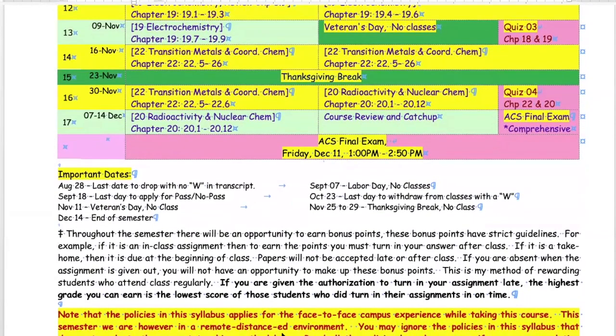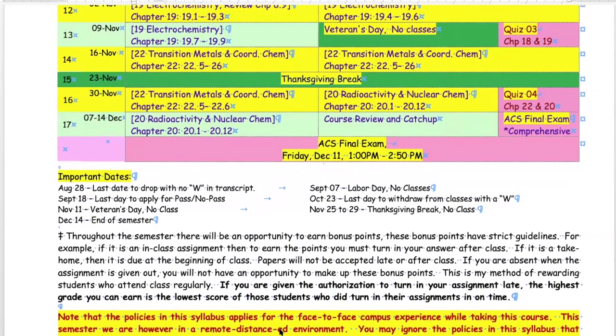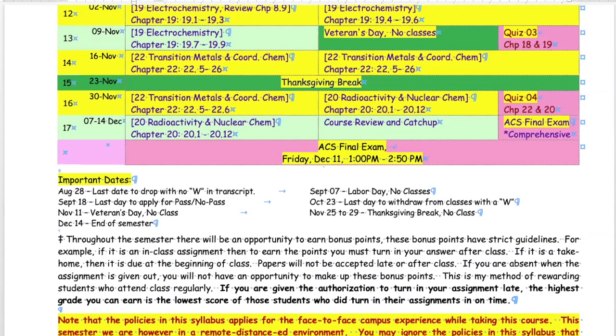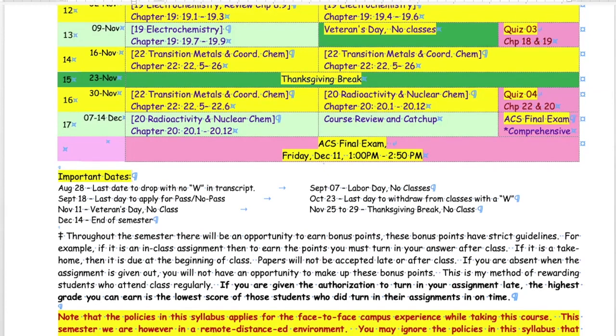A couple of other things is that, like I said, this syllabus was originally written, the SLOs, the attendance policy, based on you guys coming to class. But since we are doing remote, you got to ignore those topics that say we're going to take attendance, I'm going to call you guys and make sure you're here, and you're going to sign a roll sheet. That's all tossed out. Okay, so please keep that in mind.